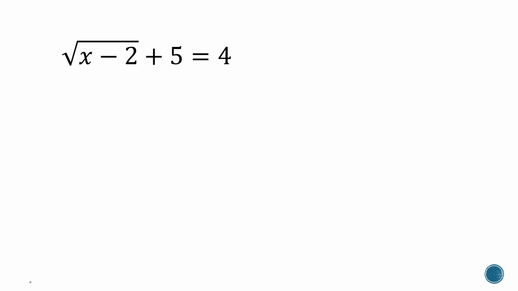Just like in the previous example, the first thing we need to do here is to make sure that either the left or the right side of the equation is only the radical expression. We don't need the plus 5 on the left side, so I will subtract 5 on both sides. So this is the square root of x minus 2 equals negative 1. Now we have a unique situation here because square root of x minus 2 equals a negative number is actually no solution.